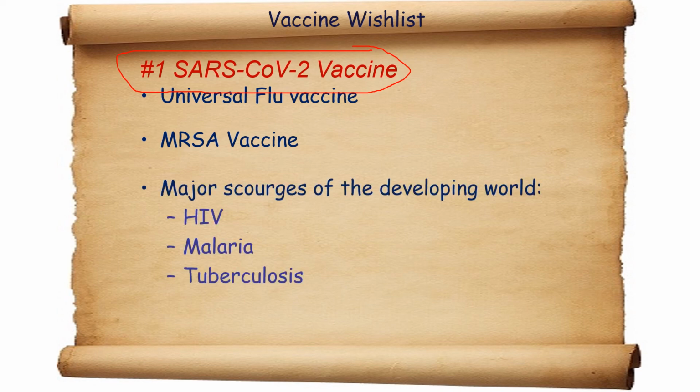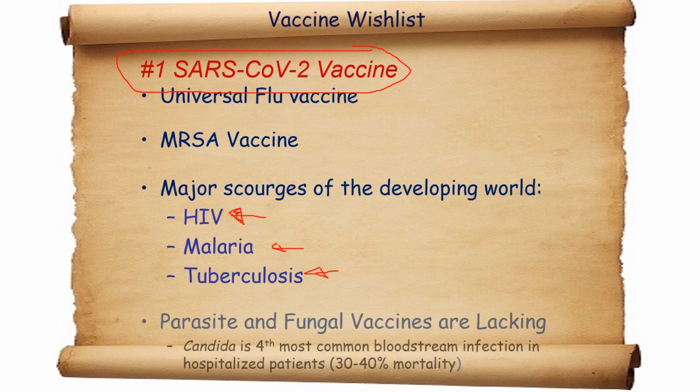Major scourges of the developing world, HIV. This is the only way we're ever going to end HIV, is if we can get an effective vaccine. So more on HIV in the next unit. Malaria and tuberculosis, these are things that are affecting many people worldwide. If we could have effective vaccines, it would change the lives of many, many people. There are all sorts of parasite and fungal vaccines that are lacking and are affecting people in the developing world. And if we can get these vaccines produced, then we can actually probably save a lot of lives and affect the quality of life of people worldwide.